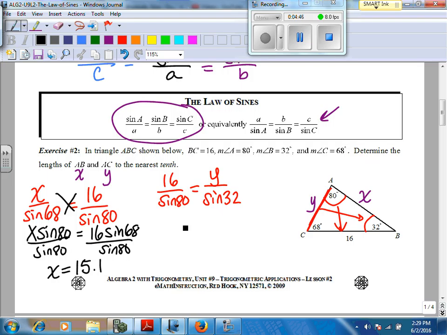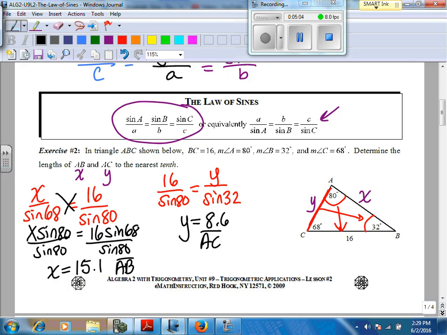When you cross multiply and solve this one, which if you want to pause me for a second so that you can actually try it, you get 8.6. Okay? So this is the length of AC. This is the length of AB. Pretty easy. Go on to the back.